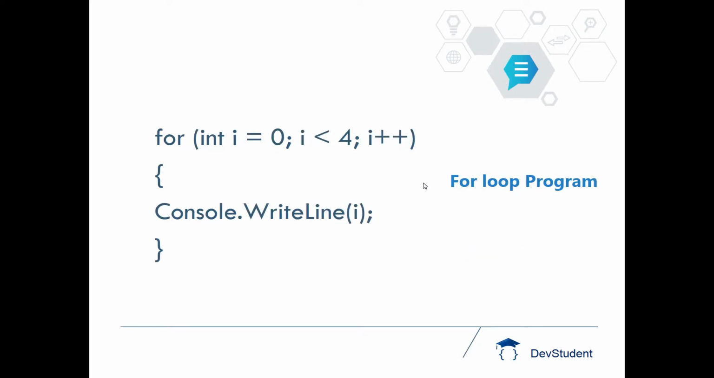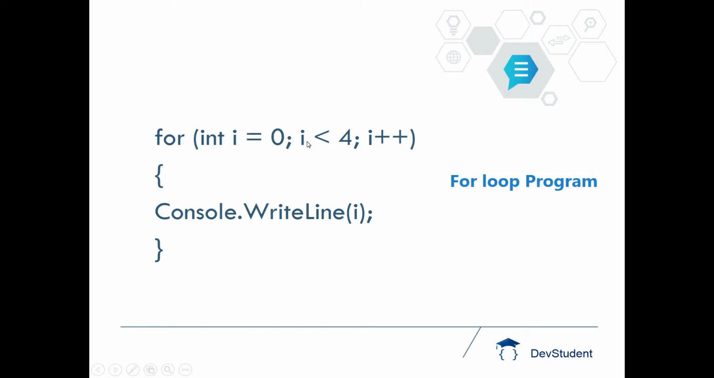For int i equal to 0. Here I am creating a variable i of int type and it is initialized with the value 0. The second one is the condition, i less than 4. The first time it is 0 less than 4, so the condition is satisfied, so the code is executed. After the code is executed, you can see i++ is post increment. Once the code is executed, it will be incremented by 1. That means i will become 1.